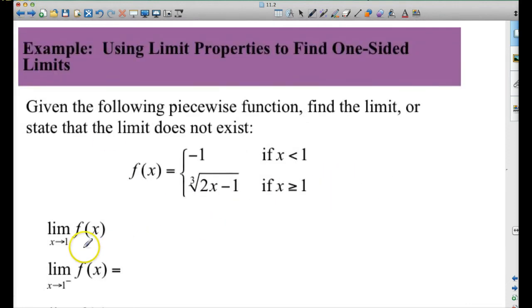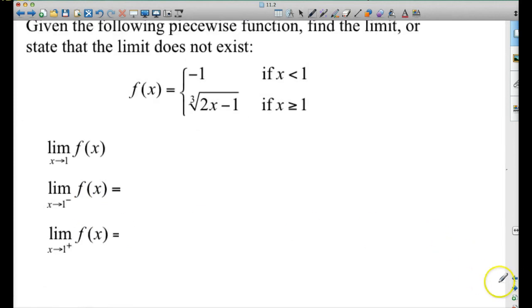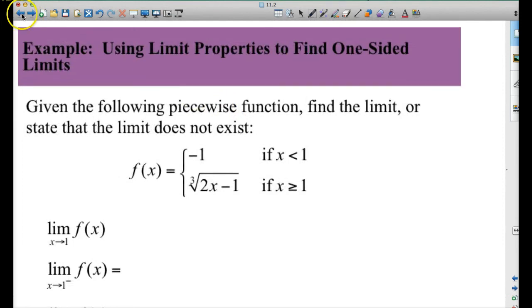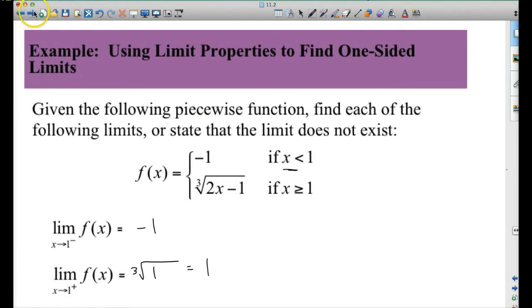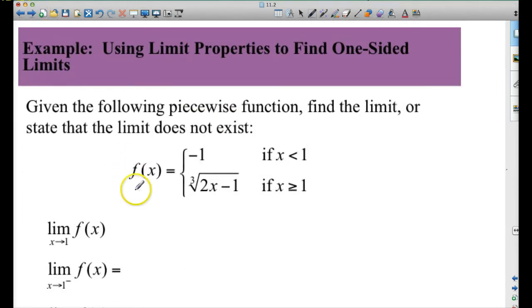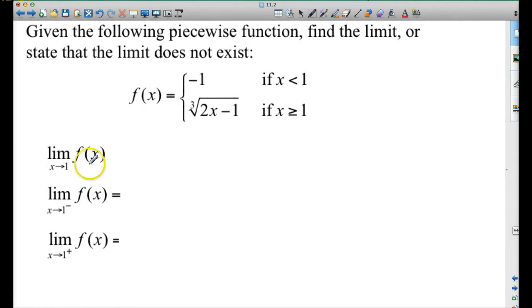So the limit of f of x on here, let's look back here. We talked about this: the limit as x approaches 1 from the negative side is going to be negative 1. The limit of f of x as x approaches 1 from the positive side is 1. And so this limit does not exist. Remember, the left and right sides have to be the same value.